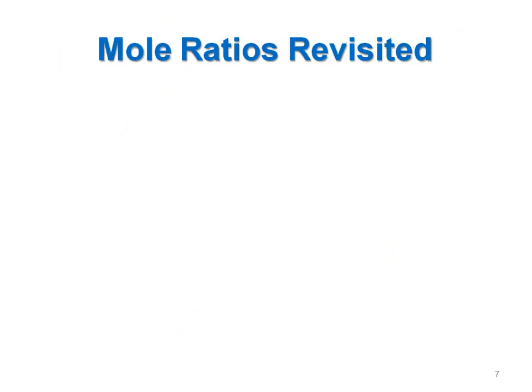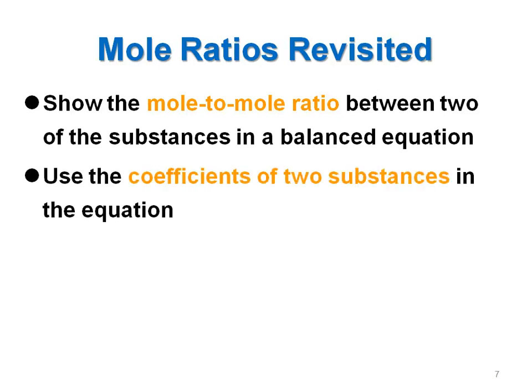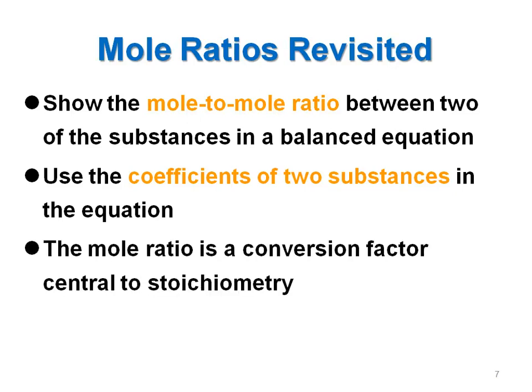Now, we talked a little bit about mole ratios. To revisit mole ratios, it's important to know the mole-to-mole ratio between 2 of the substances in a balanced equation. So a mole ratio shows the ratio between the 2 substances, just 2 substances, in a balanced equation. The coefficients of the two substances in the equation show the mole ratios. The mole ratio is a conversion factor central to stoichiometry. It is probably one of the most important conversion factors that involves stoichiometry.